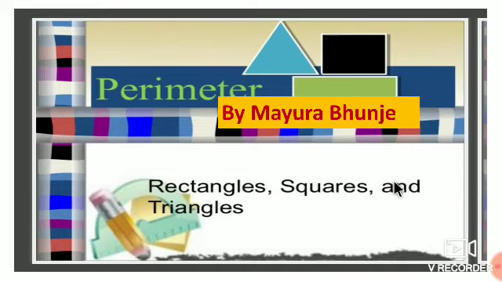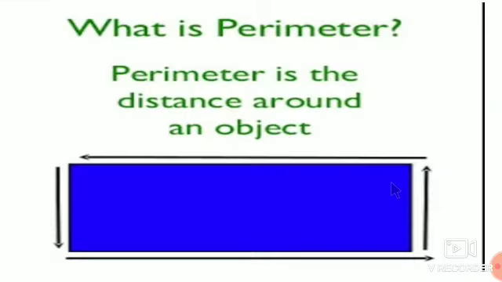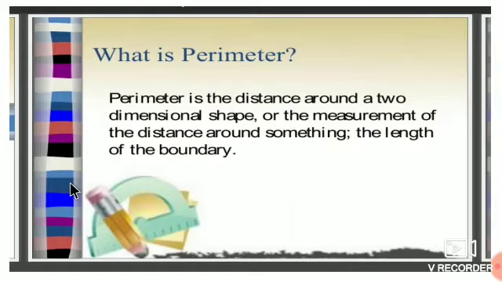We are going to start the new lesson, perimeter: perimeter of rectangles, squares and triangles. What is meant by perimeter? Perimeter is the distance around an object. This is one rectangle. If we measure the distance around this rectangle, we will get the perimeter.